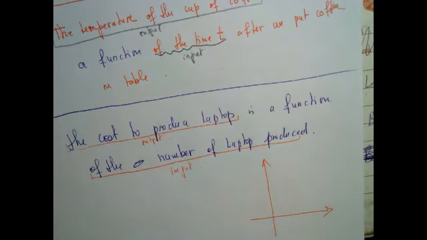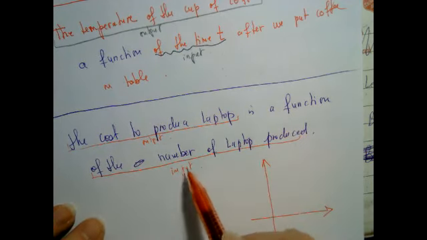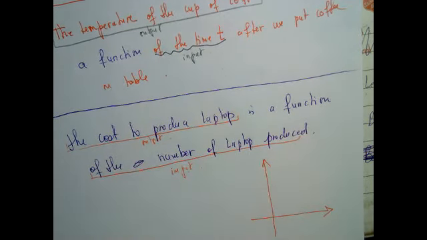So I can say the population is a function of the year. It means as the year changes, the population is changing. The year will be the input, the population will be the output. That's really how it works. What comes after is the input, what comes before it is the output.